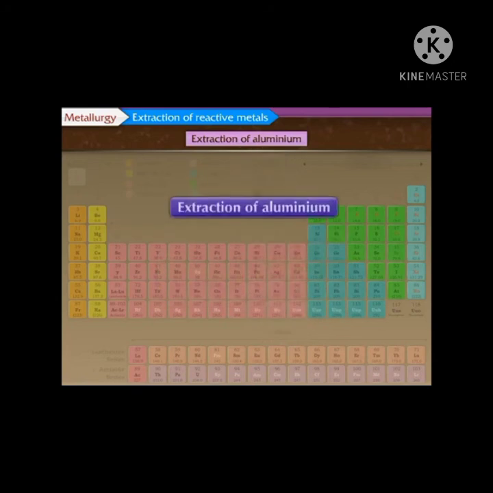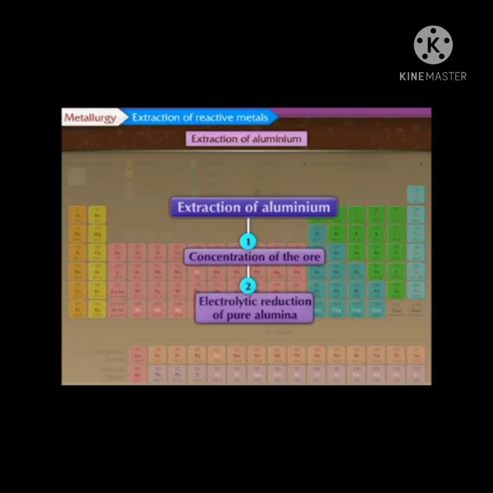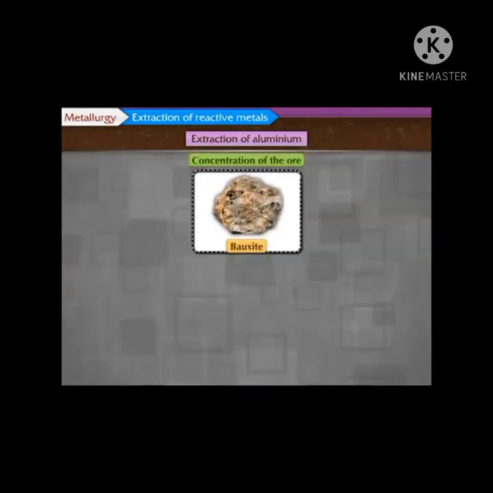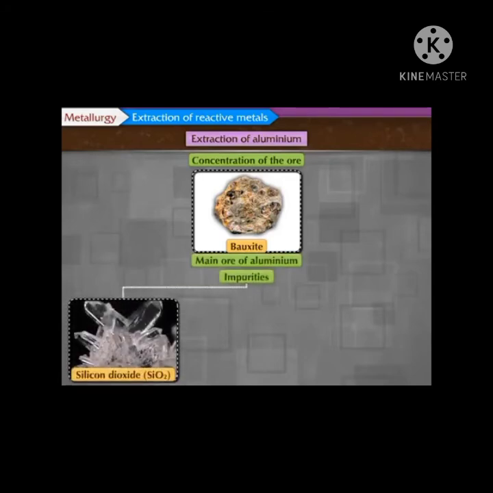The extraction of aluminium involves two steps. The first step is the concentration of the ore and the second step is the electrolytic reduction to pure aluminium. Step 1. Concentration of the ore. Bauxite is the main ore of aluminium. It contains the impurities silicon dioxide, that is SiO2, ferric oxide, that is Fe2O3, and titanium oxide, that is TiO2.